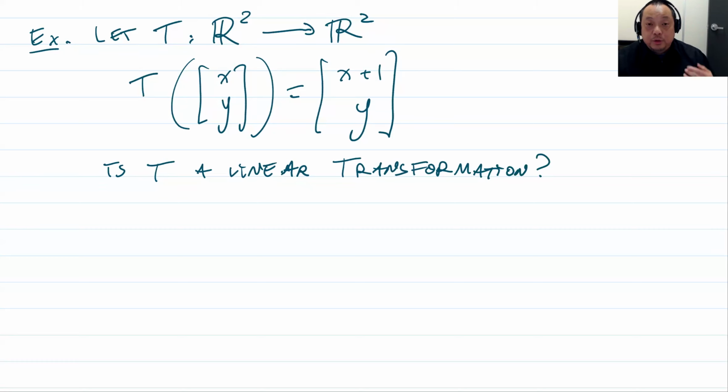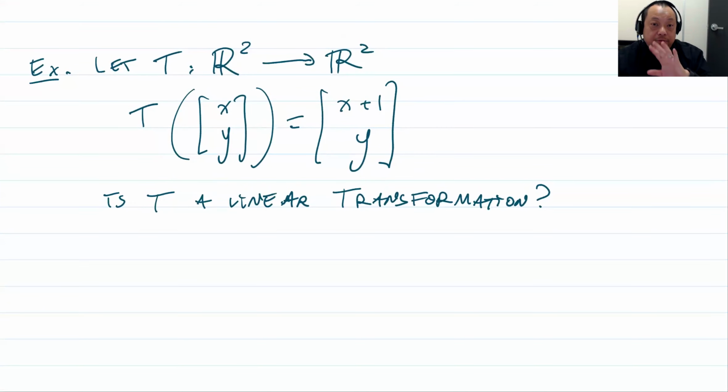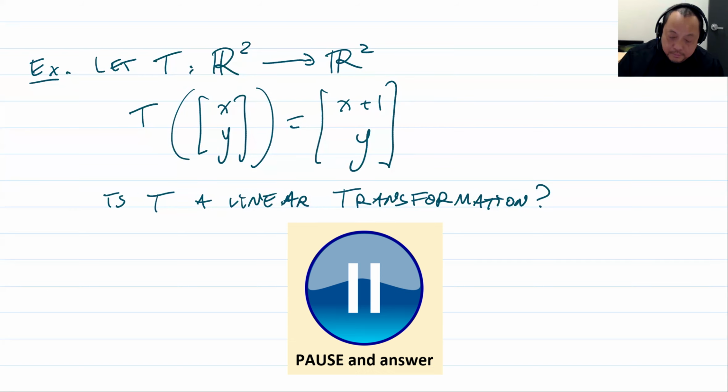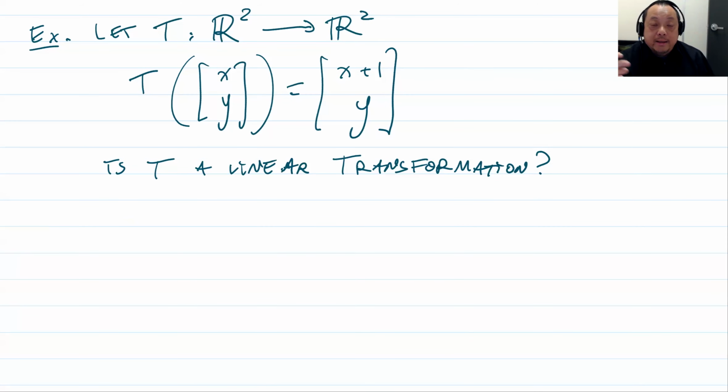All right, let's do one more example before we go into the last part of the video. Let T going from R2 to R2 be defined by that formula. Is T a linear transformation? Press pause and come back when you're done. All right, welcome back. Did you get no as the answer? This is not a linear transformation. If you somehow thought that it's a linear transformation, check your work. Press pause, check your work, and come back.